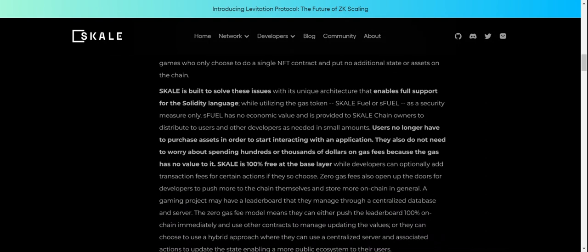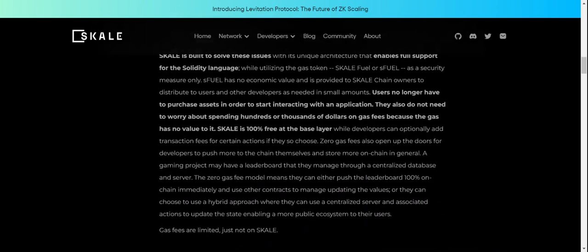For SKALE, users no need to purchase any asset in order to begin interaction with the application. All the users also, dem no need to worry about spending hundred or thousands of dollars on top gas fee, because gas no get value. Dem no need to pay any dollars on top gas fee because the gas no get value to wetin dem dey do.